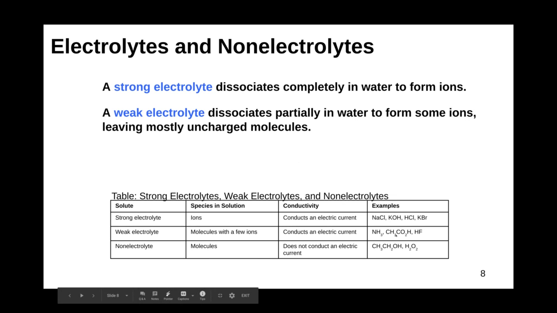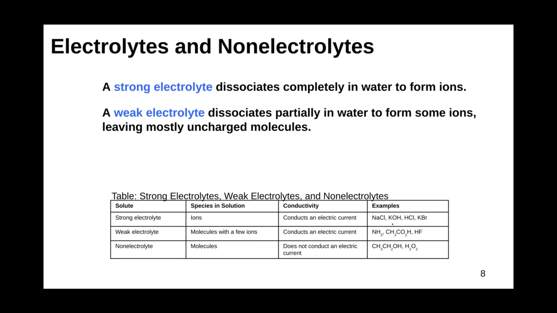There are weak electrolytes, including ammonia, and hydrofluoric acid. These conduct electric current much weaker than a strong electrolyte, and they have molecules with fewer ions. And then finally, we have our non-electrolytes, which stay as molecules in solution. They don't conduct any electrical current and include ethanol and hydrogen peroxide. So things that physically aren't pulled apart by water.